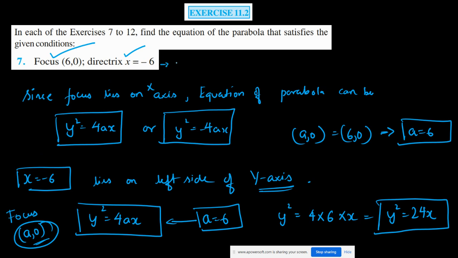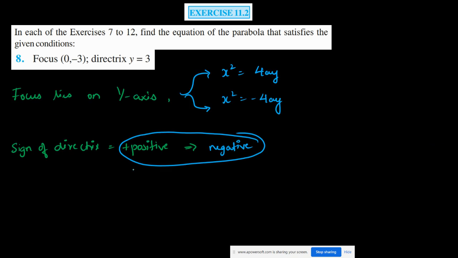Similarly, we had in the previous question, the directrix was a negative value, right? Our equation was a positive value. So the sign of the directrix, if it is a positive value, the equation is going to be a negative value. Which is going to be the negative value over here? It is going to be the second one. So I can write x square = -4ay as the equation of the parabola.